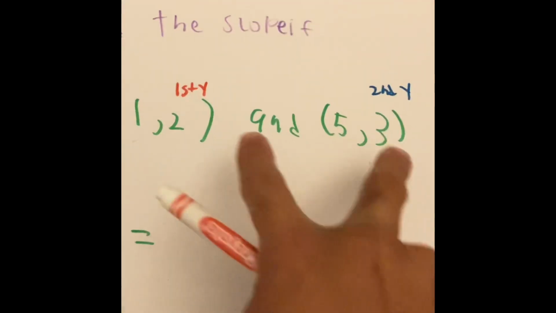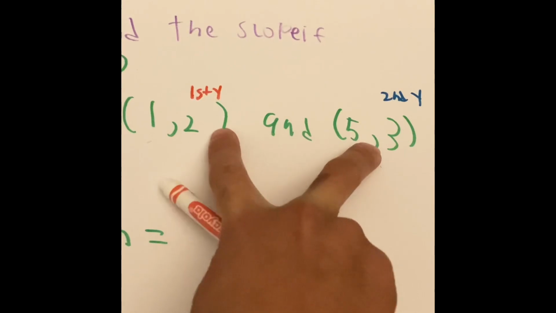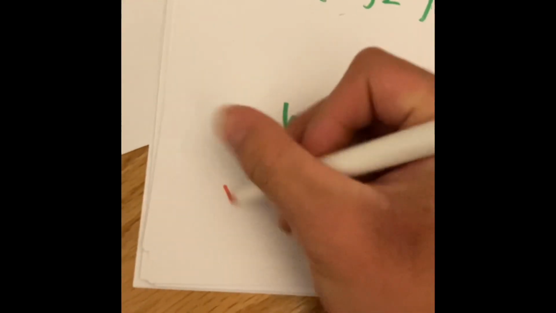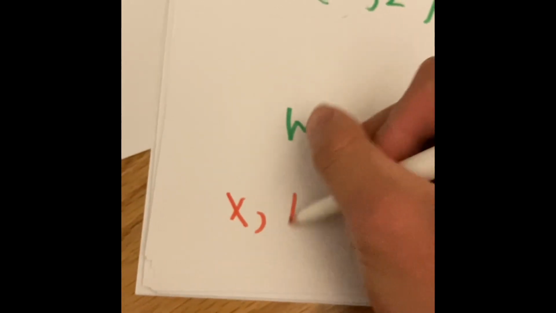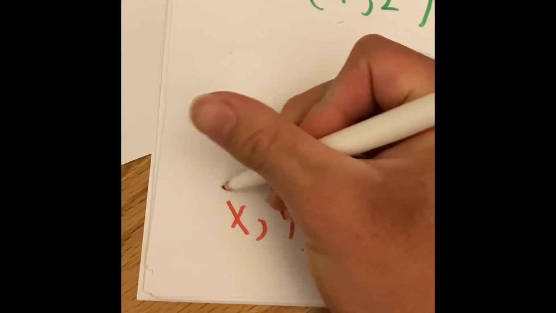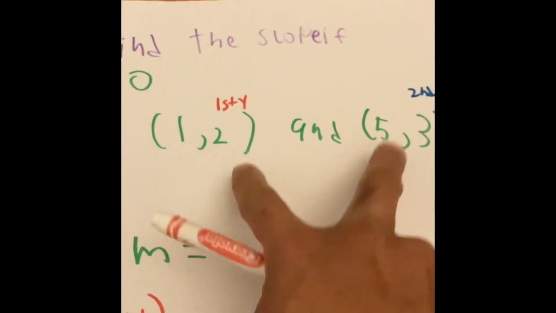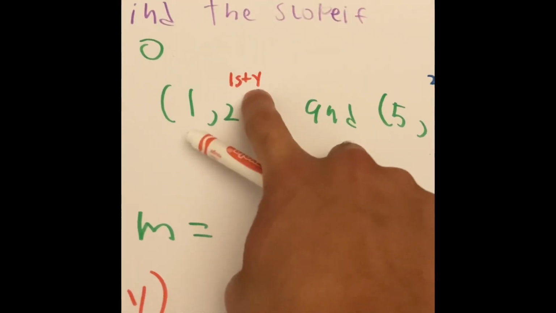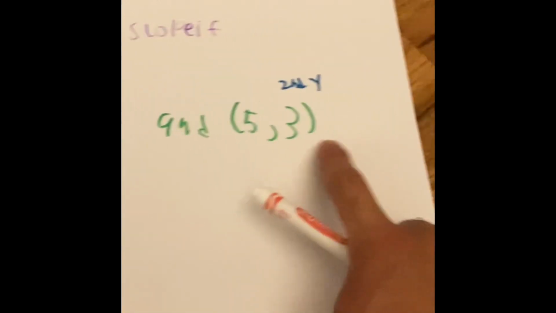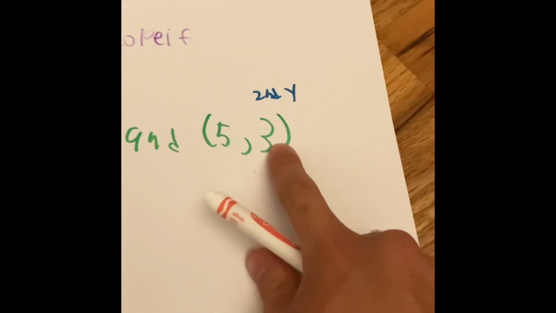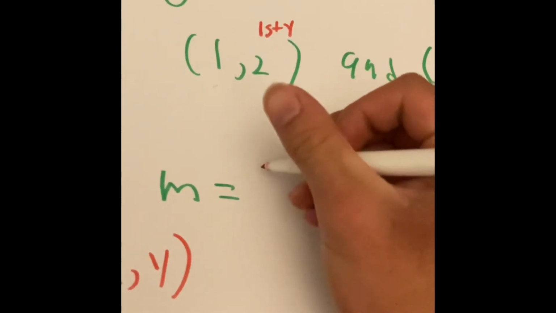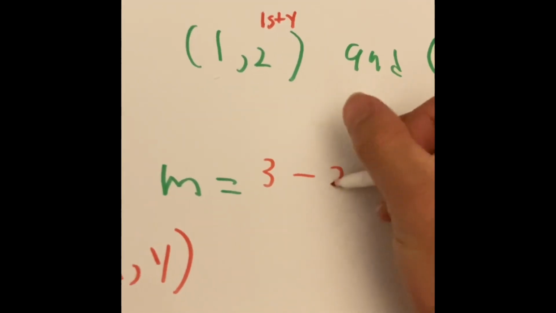When you have points or plots on a graph, they will always come with the x first and the y second in parentheses. But since we have 2 of them, we're going to say that the 2 is the first y, and the number 3 in the second point on the graph is our second y. So we're going to say 3 minus 2.